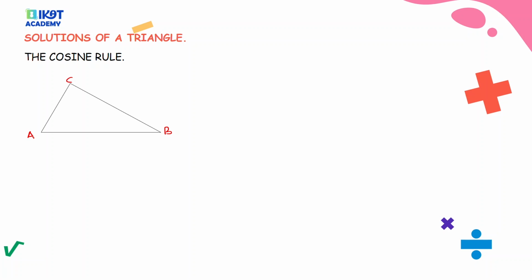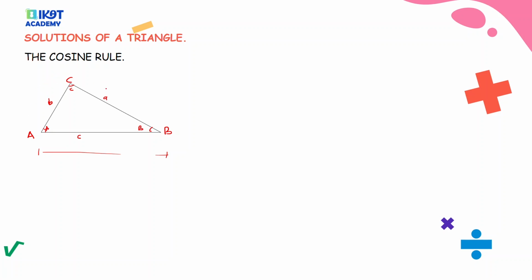Now, in this case, we have a triangle ABC. This is angle A, this is angle B, and this is angle C. And then the side opposite B is small b, the side opposite angle A is small a, the side opposite C is small c. So we have these sides, meaning the length here is c, the length here is a, the length here is b.